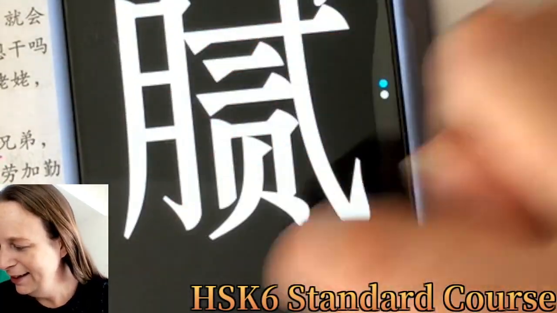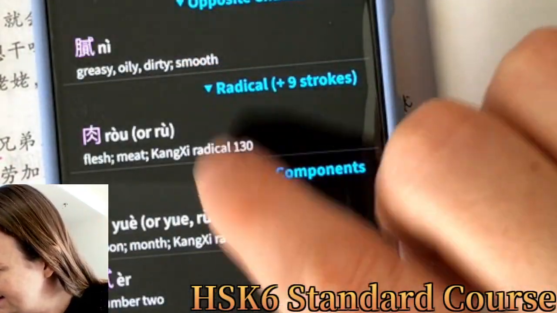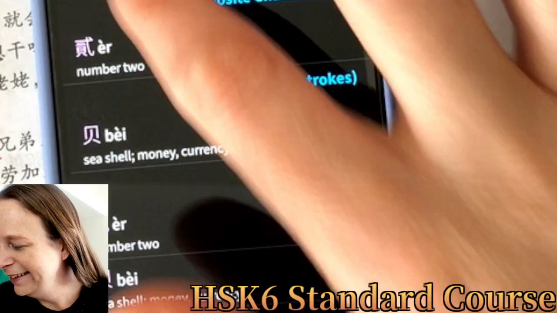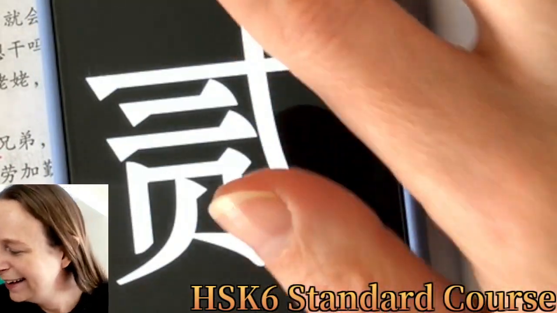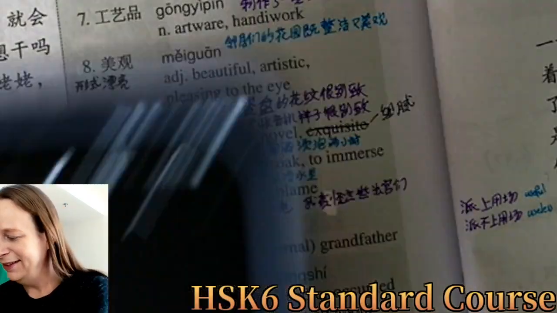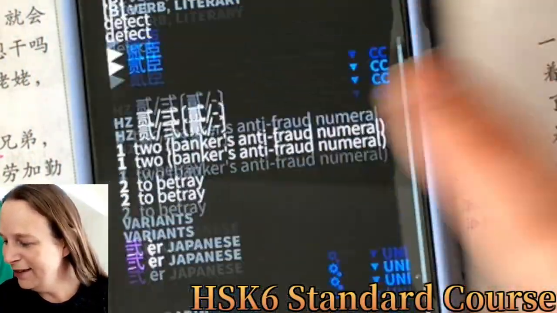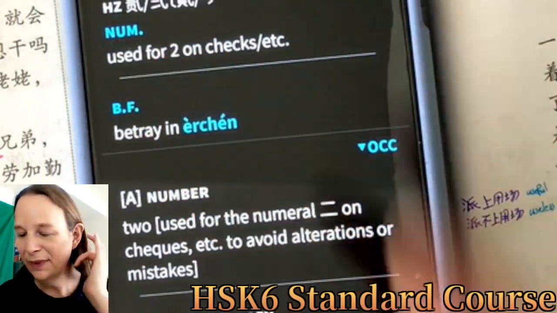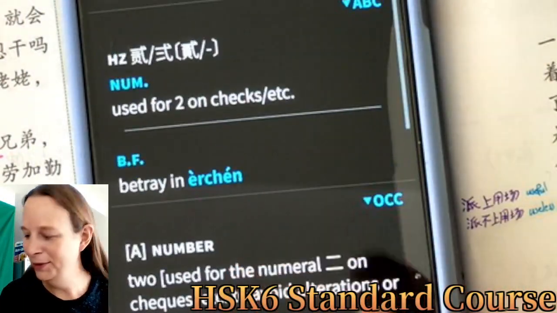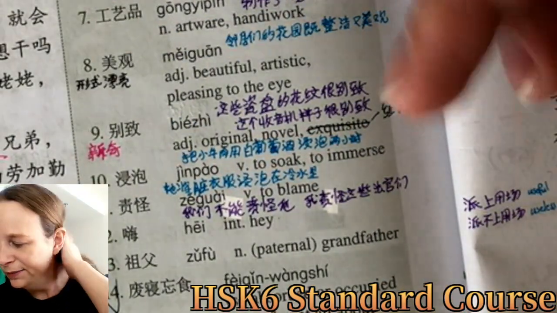So this one is the two that you use in banking, right? Yeah, this one. It's used in banking because it's easy to fake writing two if you just write two horizontal strokes like that. All right.